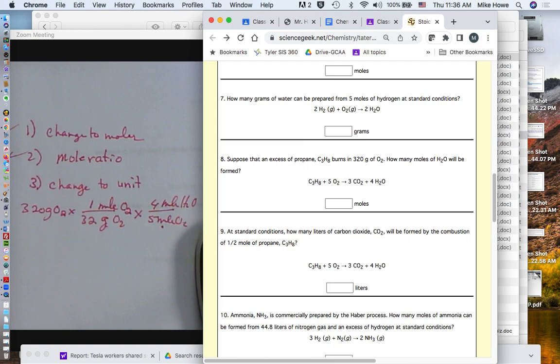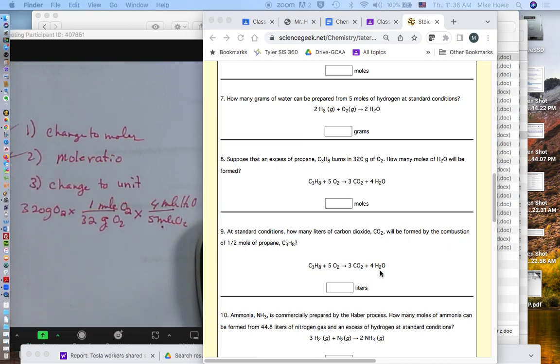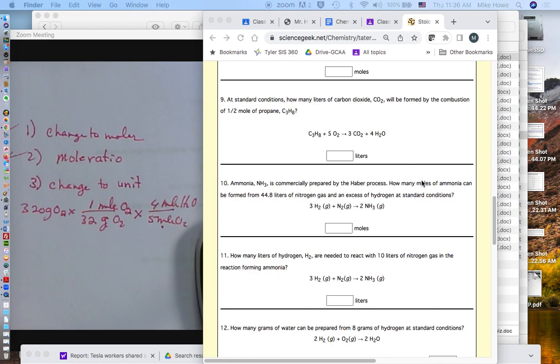Let's take a look at a different one, so maybe number 10 or something. Yeah, in this case, number 10. Number 10 says, how many moles of ammonia can be produced from 44.8 liters? So you'd have to change that to moles. And then it asks for moles, so it's again going to be a two-step problem, much like this one was.